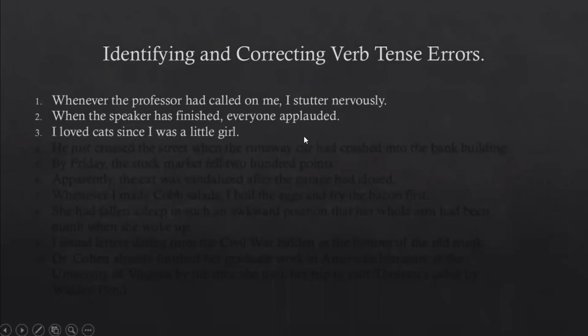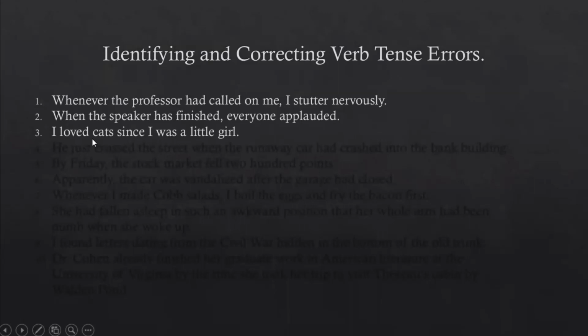Let's look at one more. I loved cats since I was a little girl. This is a sentence where you actually want a perfect tense. Okay. And you want a present perfect tense. If you say, I have loved cats since I was a little girl, have loved, present perfect, that says this is something that started a long time ago and is still happening today, right? So what it would say, I have loved cats since I was a little girl. What that says is, I started loving cats when I was a little girl, and I still do.